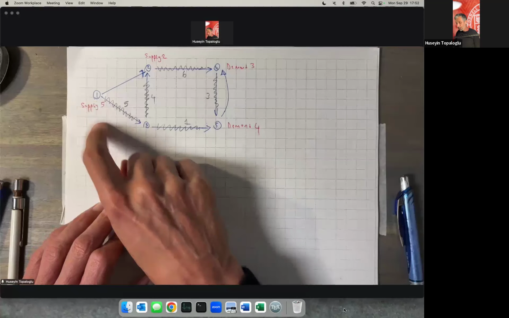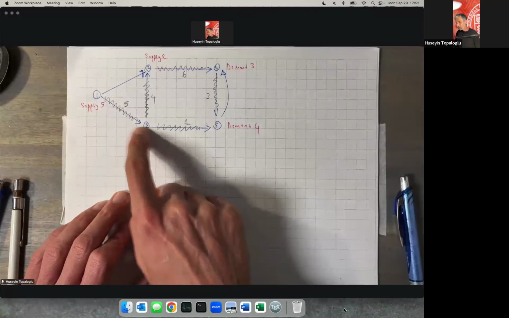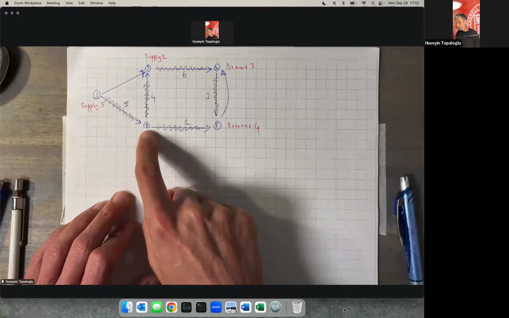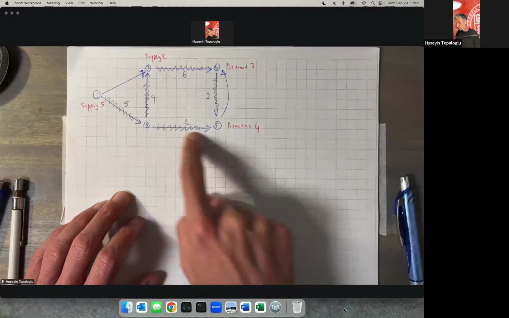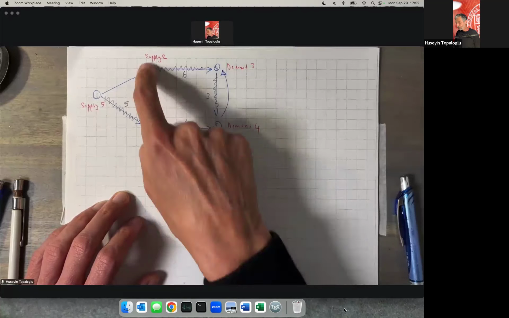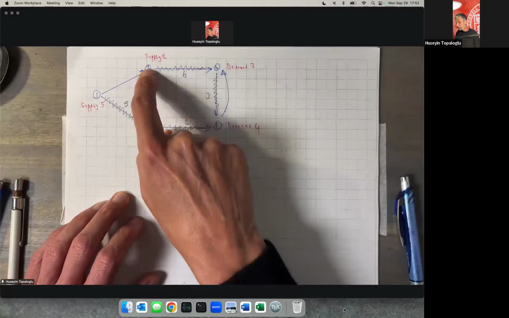Node 1 has a supply of 5 units. Ship all of those 5 units towards node 3. So now node 3 has 5 units coming in. Take those 5 units coming into node 3, ship 4 towards node 2, and ship 1 unit towards node 5. So now node 2 has 4 units coming into itself.